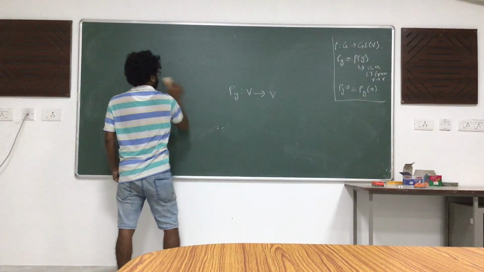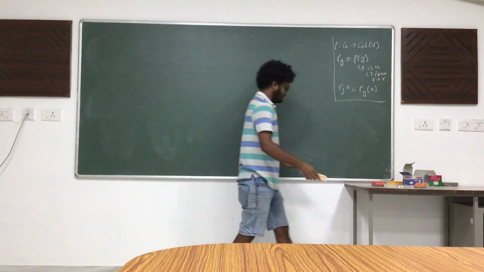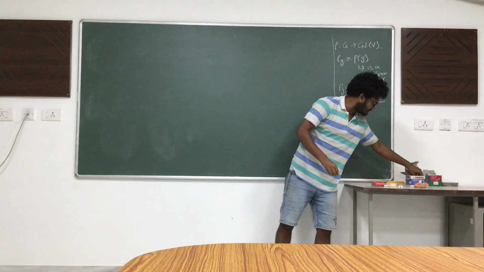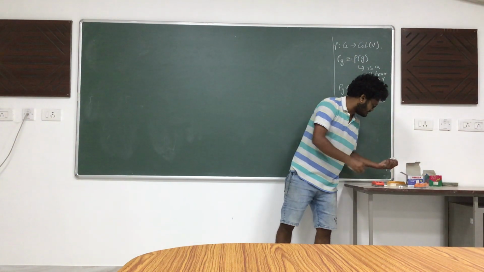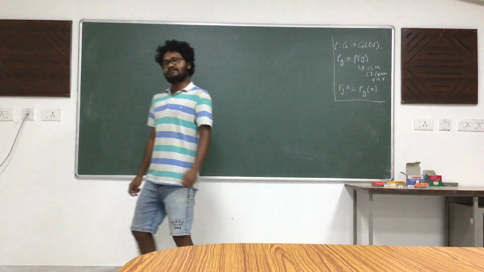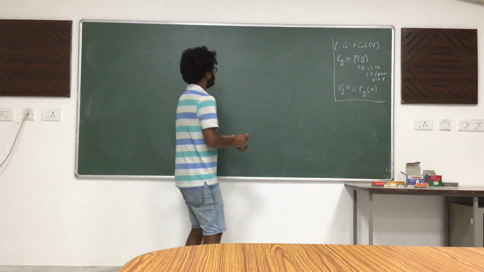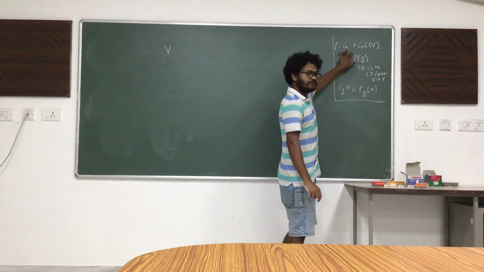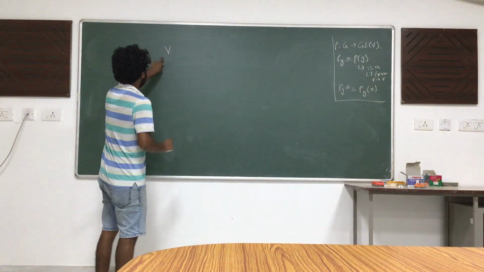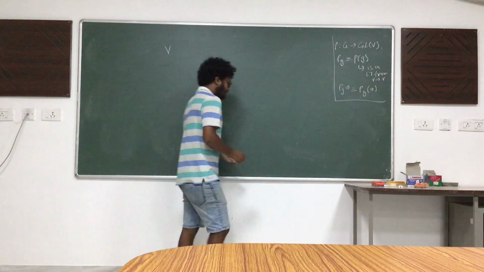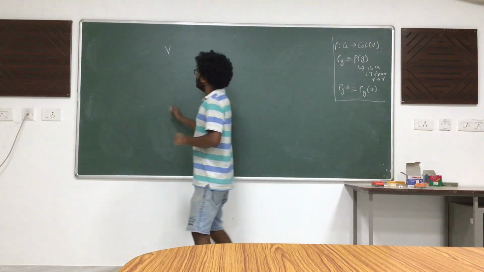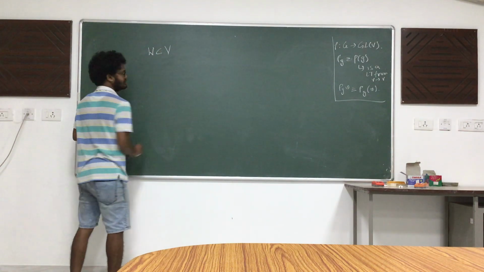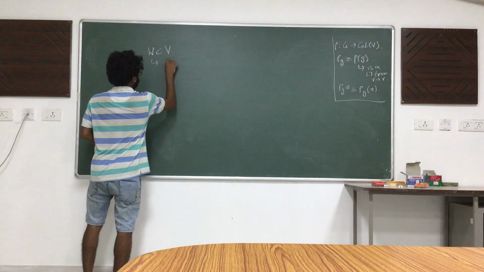Now let us go back to the vector space. Let us say we have a vector space on which a representation is given, or let us say V is a vector space and also the representation space for group G. Okay, for the time being let's forget about the representation. Let us say W is a subspace of V.